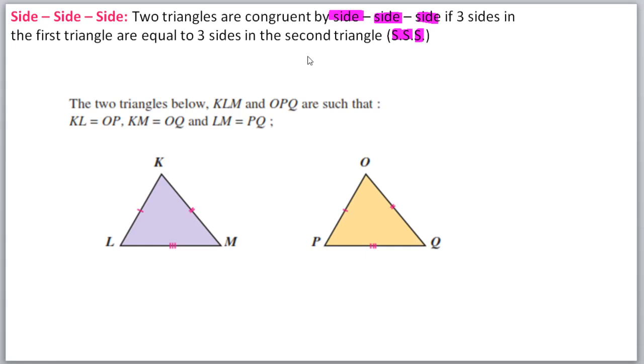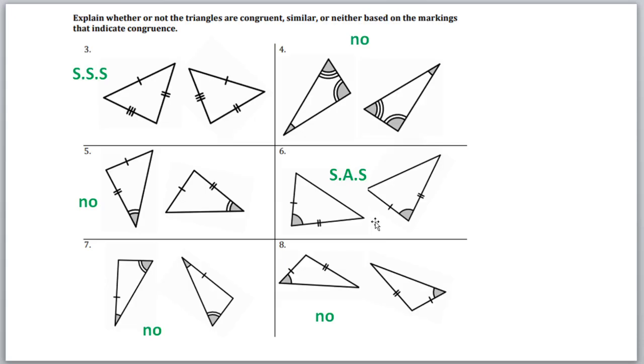So we have here, for example, this side equal to this side, the second side equal to the second side, and the third one equal to the third one. So they are congruent by side, side, side. So if you have the ability in exercises to prove that three sides are equal in two triangles, then they are congruent.